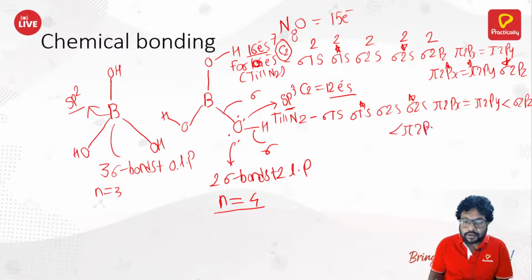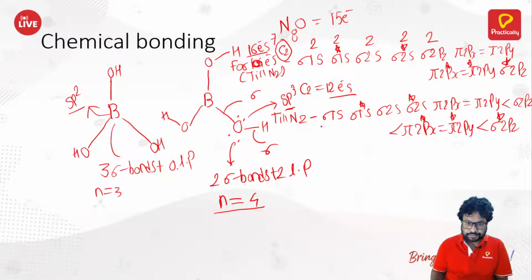Then you have pi 2px equal to pi 2py, both of them anti-bonding star. And lastly, you have sigma 2pz. So for C2, 12 electrons are there, right? So 2, 2, 2, 2, 8. Then you got 2 here, 2 here. Total 12 electrons. So what is the bond order?